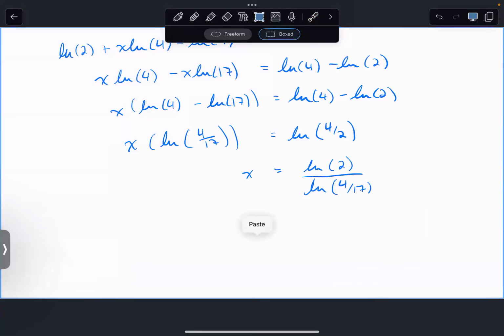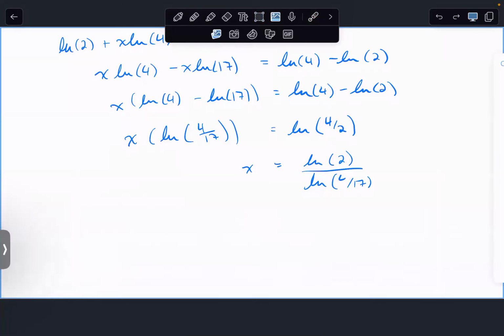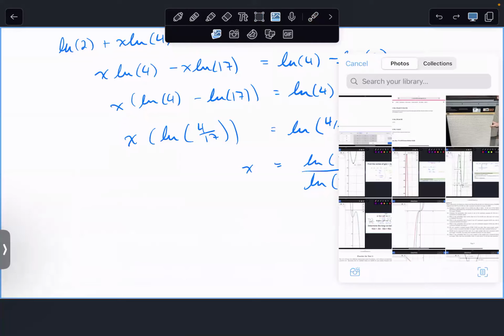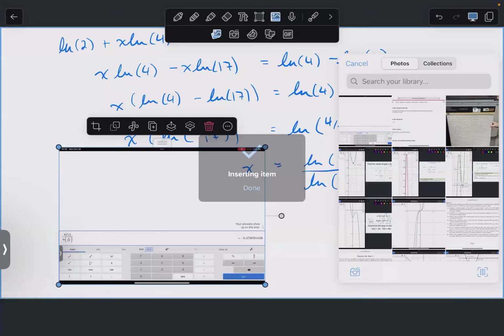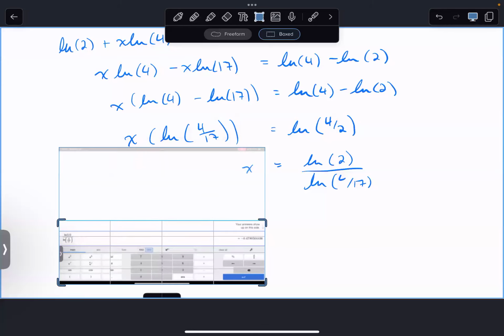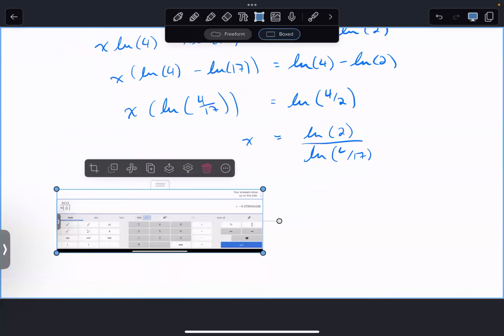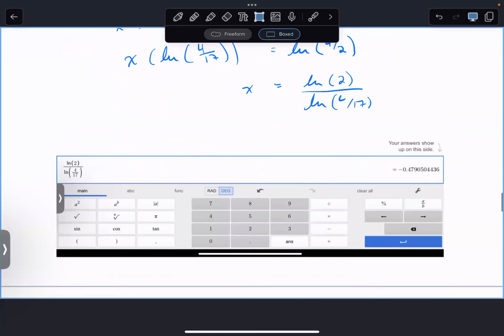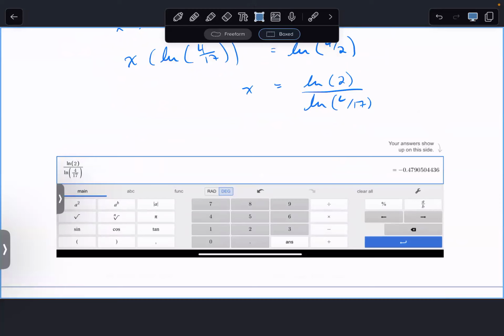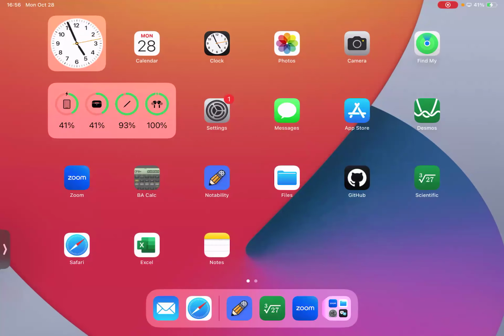If you haven't used Desmos before, it's really good, but a lot of people only use it for the graphing side. I actually think the scientific calculator is pretty good too. It's two different apps. This is the scientific calculator that I used, and then this is the graphing one, but they're both free.